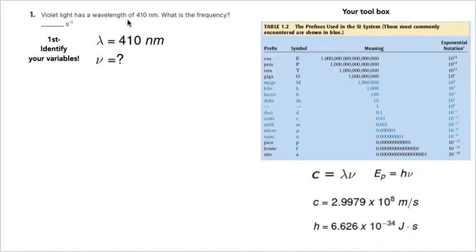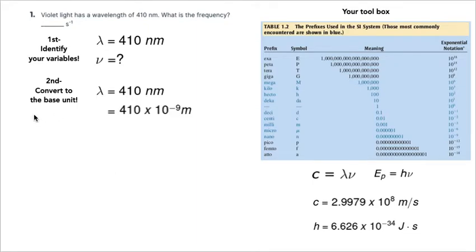So wavelength is this symbol lambda, and that is equal to 410 nm. And in the problem, we're being asked, what is the frequency? Again, represent that by the symbol nu. Once we have done that, that will allow us to then determine the tool we need in order to solve this problem.